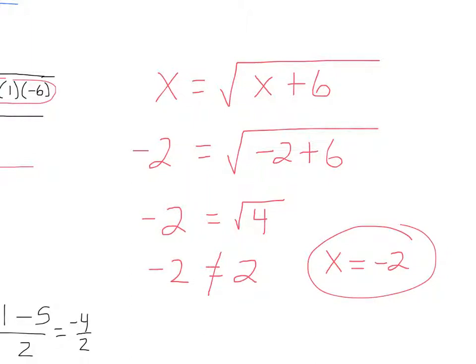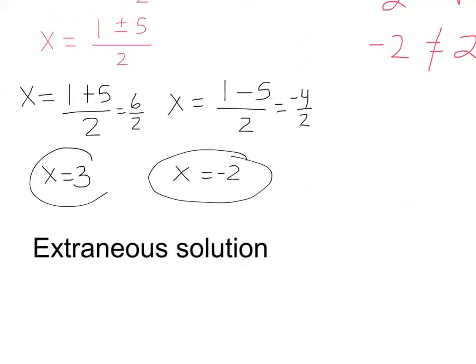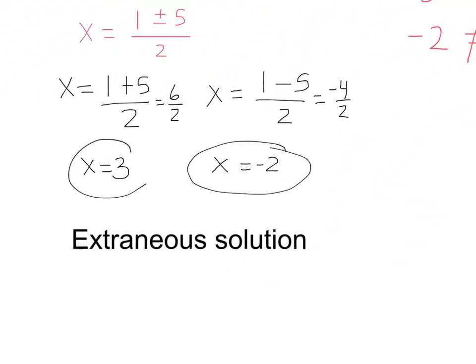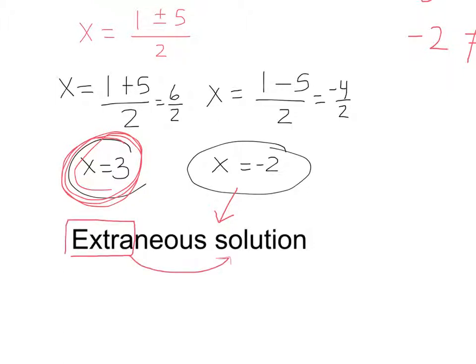Say it. Extraneous solution. And so right here, this x equals 3 is a good solution, isn't it? But x equals negative 2 is an extraneous solution, which means it's not one of the answers. It just happened to come out as an answer, but whenever we have radical equations, there's going to be extra solutions every once in a while, aren't there? And that's one of them. So we don't count this as part of our answer.